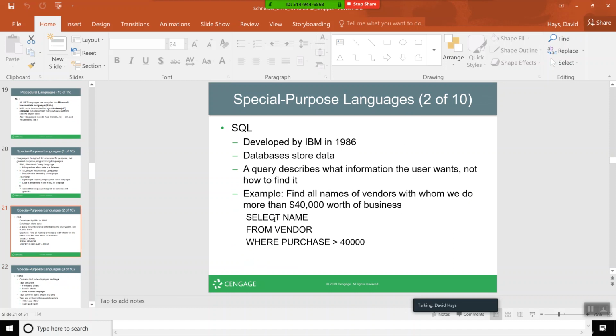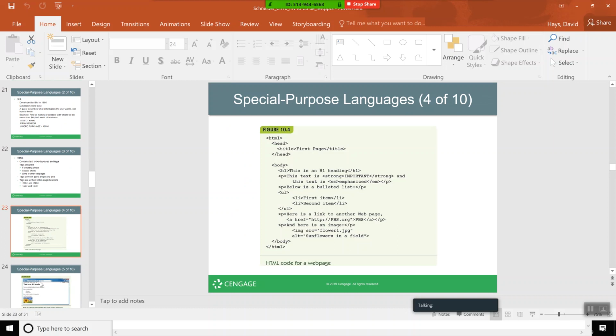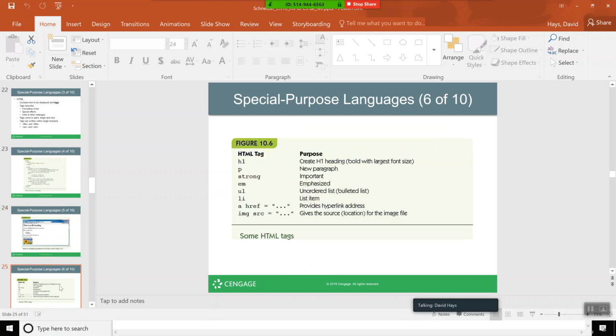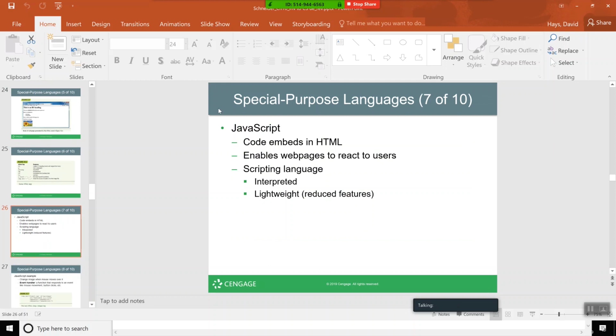SQL looks like this. Select this name from this table where purchase is greater than 40,000. HTML, you've seen already, like title and /title. So it has tags. There's an example of HTML, which creates this page right here. We've already seen that. So again, your tags are listed there, what H1 does, what P does, just a sampling.